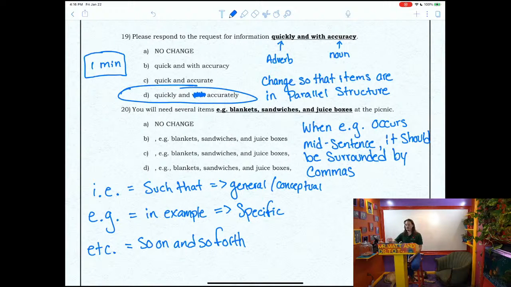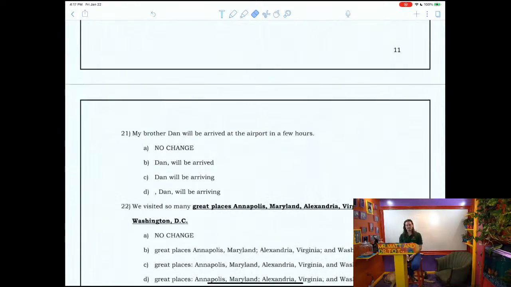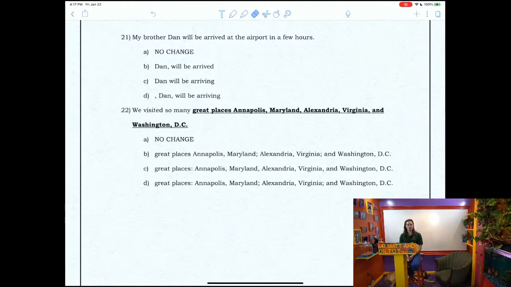Whenever you have an abbreviation, this occurs also with suffixes. If you have somebody who has a Junior or a Senior in their name, if it occurs mid-sentence, it needs to be surrounded by commas. Also the same thing with degrees. That needs to be surrounded by commas as well. If you have any questions, let me know. Otherwise, let's take a look at 21 and 22. And these would bring us up to the end of class today. So these will be the last two problems for today.